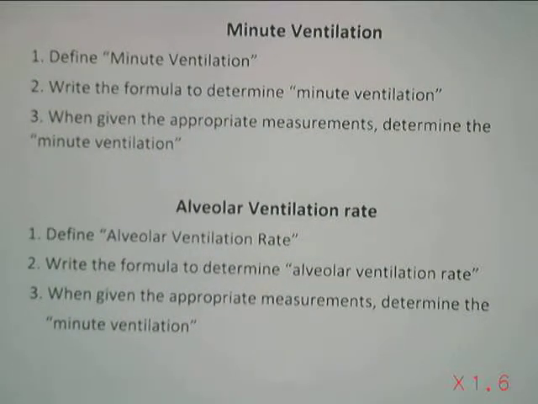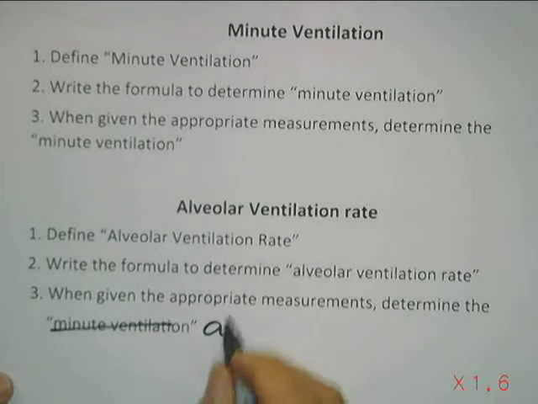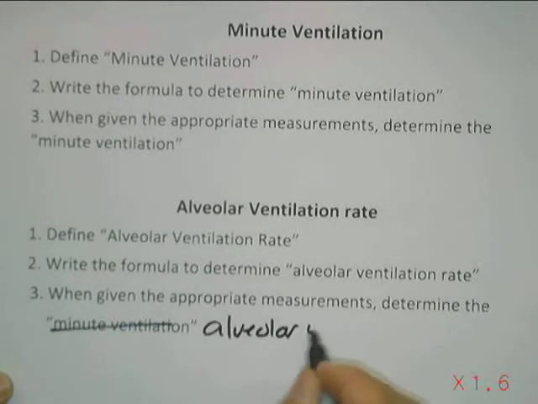When you've done studying the topic, you should be able to define minute ventilation, write the formula to determine minute ventilation, and when given the appropriate measurements, determine the minute ventilation of an individual. In regards to alveolar ventilation rate, you'll be able to define what alveolar ventilation rate is, write the formula to determine the alveolar ventilation rate, and when given the appropriate measurements, determine alveolar ventilation rate.